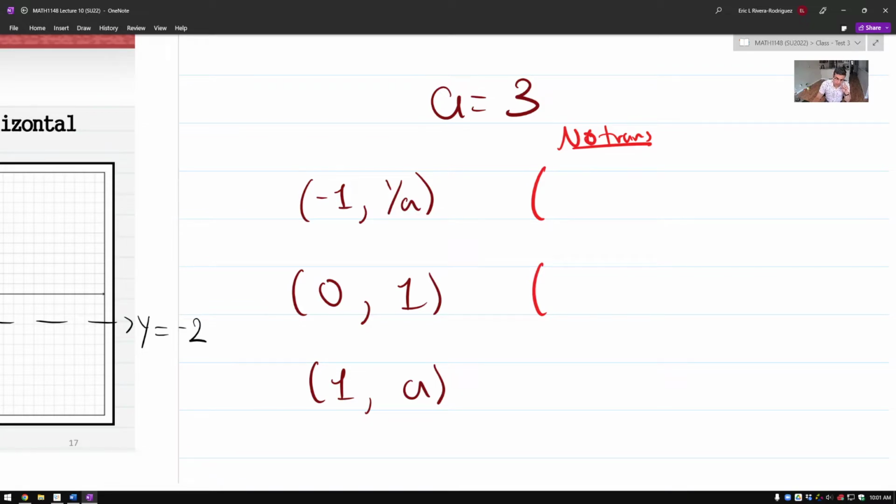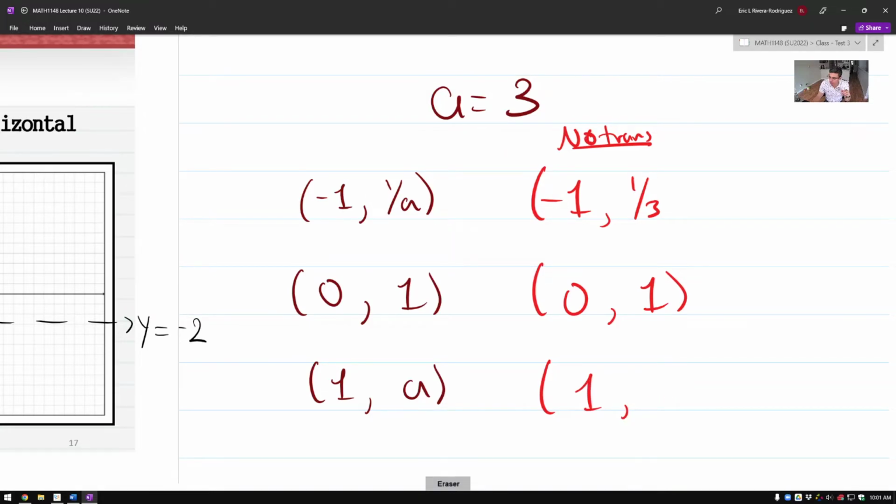Because our exercise has a transformation that goes down 2 units. But first I want to see the format of the key points, and then I want to apply the transformations. So it would be 1, -1 over 1/3. It would be 0, 1. This doesn't change yet with the value of a. And then it will be 1 and 3.